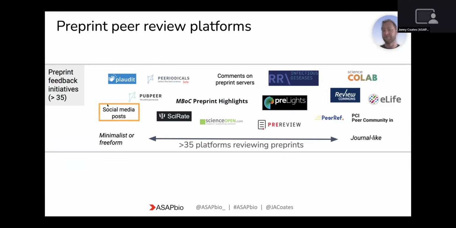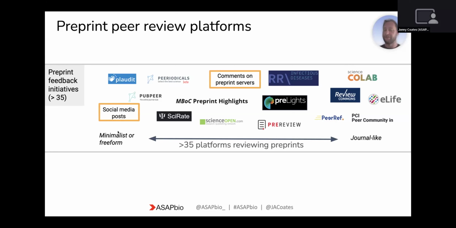Never discount social media posts. There are some brilliant, actual in-depth reviews posted on places like Twitter. You wouldn't think it, but they are there. And sometimes you can see threads where it's a back and forth with the actual authors of the work as well. And you end up with a really cool public collaboration going on.